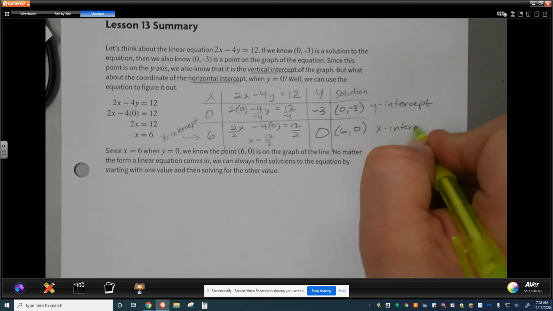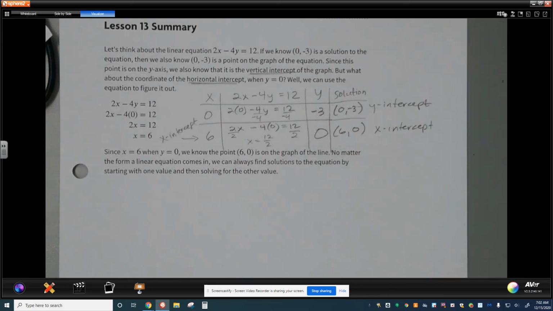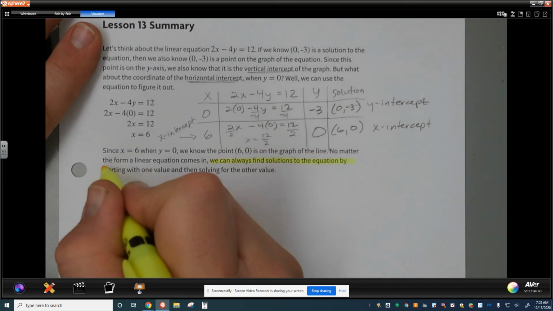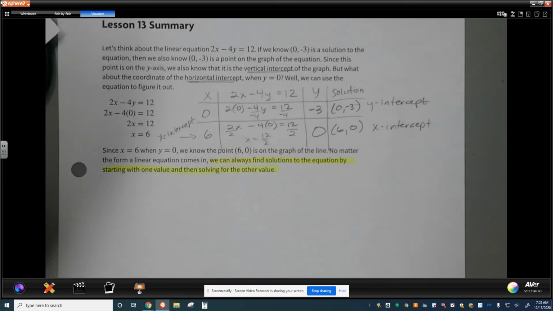This is a really neat strategy for finding the x and y-intercept, to find out where the line crosses both the x and y axes. It's a really easy way to make the lines. It's also a way that we find a lot of different solutions to real life problems that are actually being solved with this kind of work. By starting with one value, we can always find the other value. I think that's probably one of the coolest statements that we can ever get with this. We can always find solutions to the equation by starting with one value and then solving for the other value.